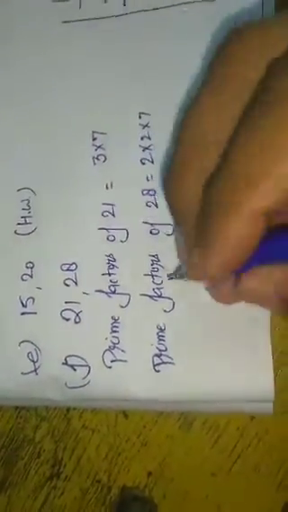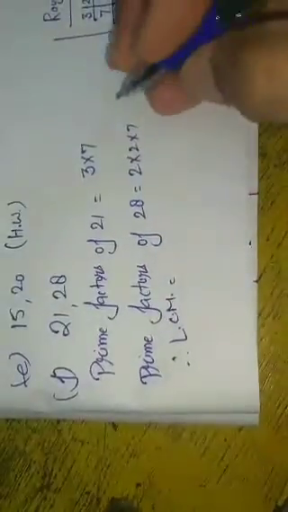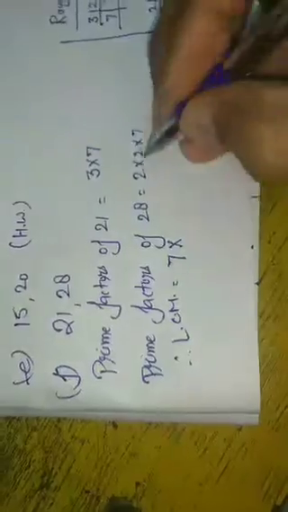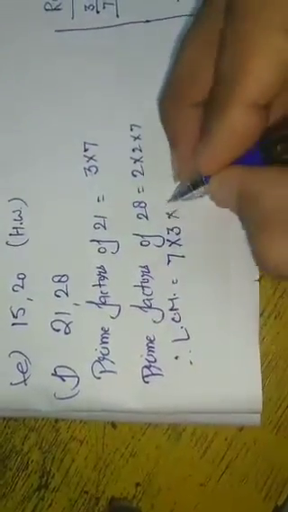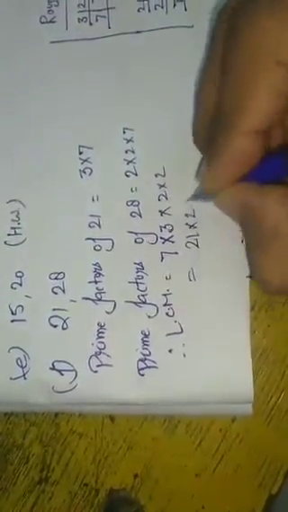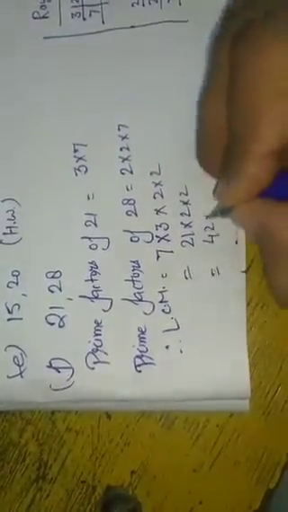Okay, then therefore LCM is equal to, first you find the common factors. The common factor is 7, so we will put the 7 here, then the remaining number 3 here, and here 2 into 2. 7 threes are 21, 21 into 2 into 2 is equal to 42 into 2.